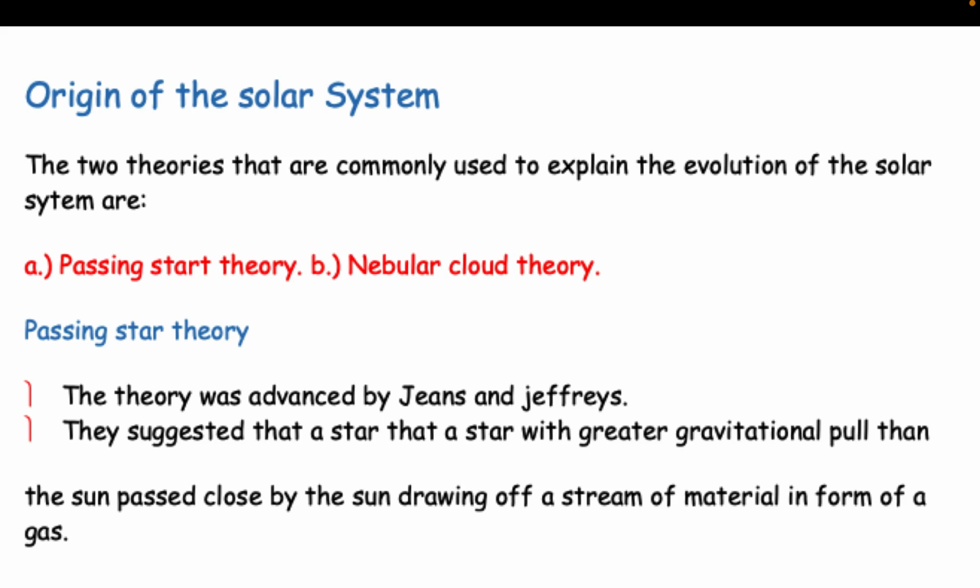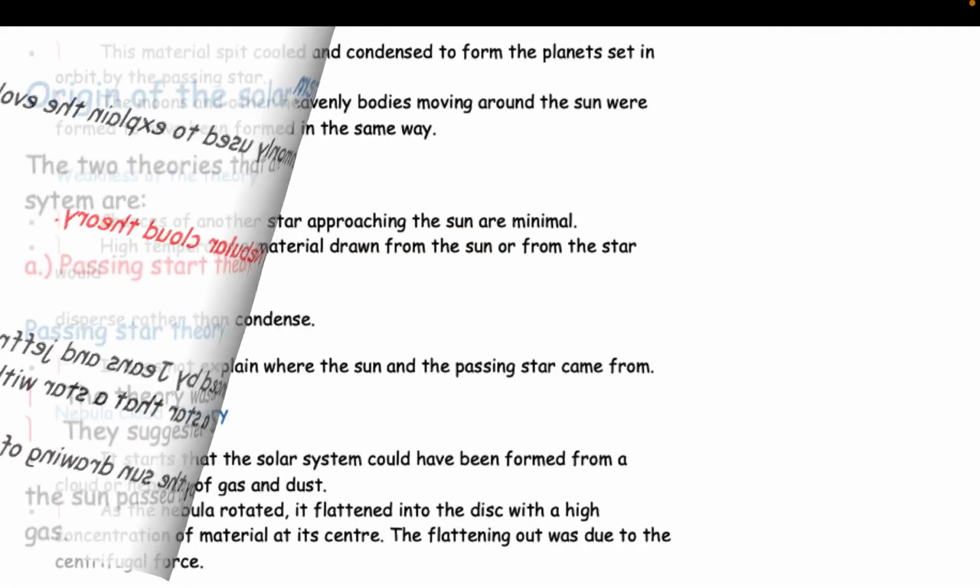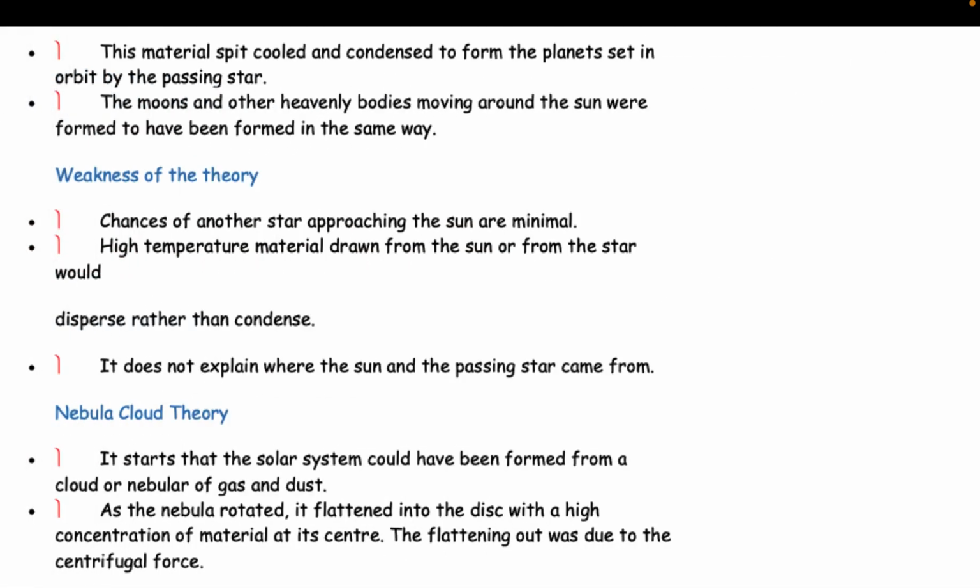This material cooled and condensed to form the planets set in orbit by the passing star. The moons and other heavenly bodies moving around the Sun are believed to have been formed in the same way. Weakness of the theory: chances of another star approaching the Sun are minimal. High temperature material drawn from the Sun or from the star would disperse rather than condense. It does not explain where the Sun and the passing star came from.